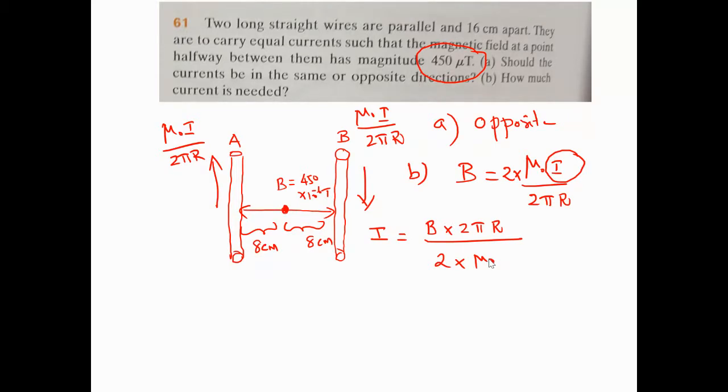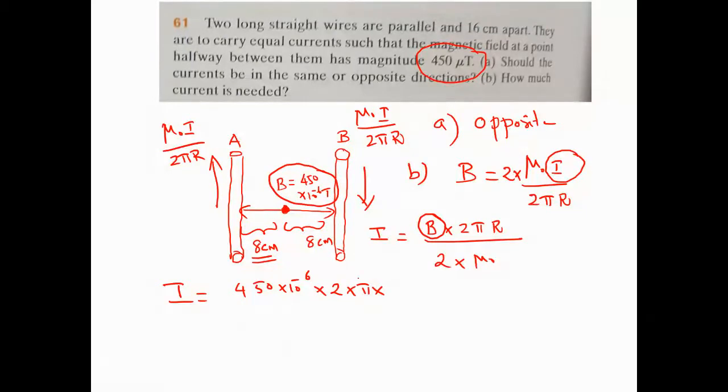Okay, now substitute the values. We have the magnetic field. What's the magnetic field value, my dear? So current I is exactly equal to, what is our magnetic field? 450 micro, so that means 450 times 10 to the power of minus 6, multiplied by 2 multiplied by pi. And what's the distance from the first wire to the point B? What's the distance?